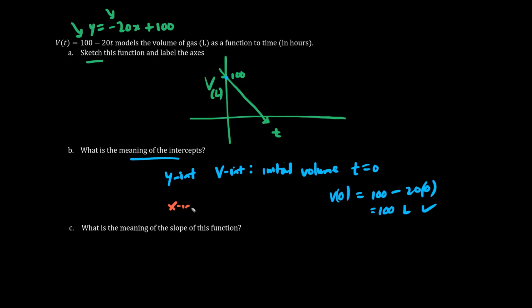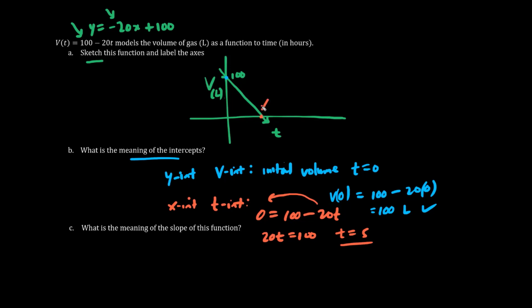As for the x-intercept, or the t-intercept, we find this by setting v equals 0. So we have 0 equals 100 minus 20t. We throw this across. Negative 20t becomes positive 20t equals 100. Dividing both sides by 20, we have t equals 5. This is the time, 5, when we run out of volume. We run out of gas in 5 hours.